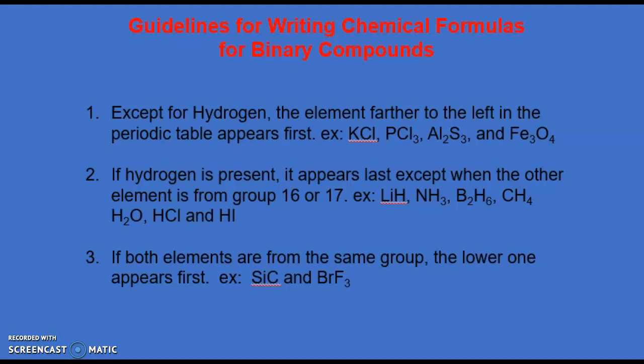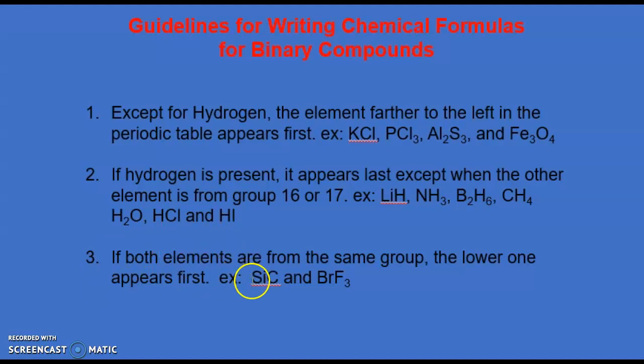So except for hydrogen, the metal, the one that's furthest to the left, is always going to appear first. You can look at each one of these and see that the metal is first, potassium, phosphorus, aluminum, and iron, followed by the nonmetal. Now, if you do have a hydrogen present, it's always last unless it is bonding with another nonmetal out of group 16 or 17. Then hydrogen will come first, for example, hydrogen chloride or hydrogen iodide. So the hydrogen always comes last unless it's going in front of a nonmetal.